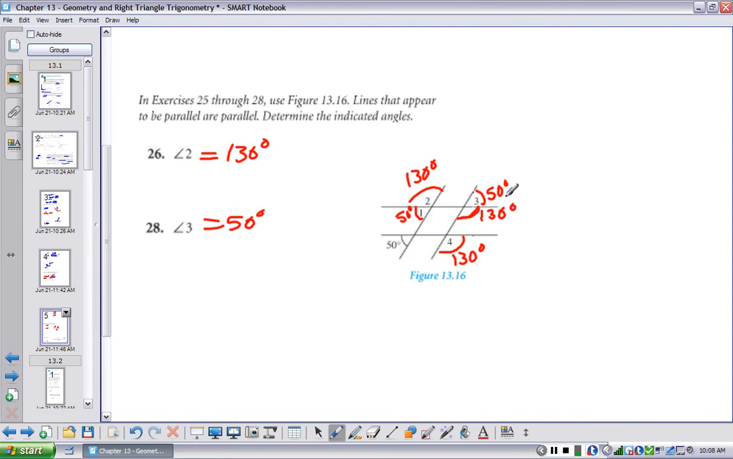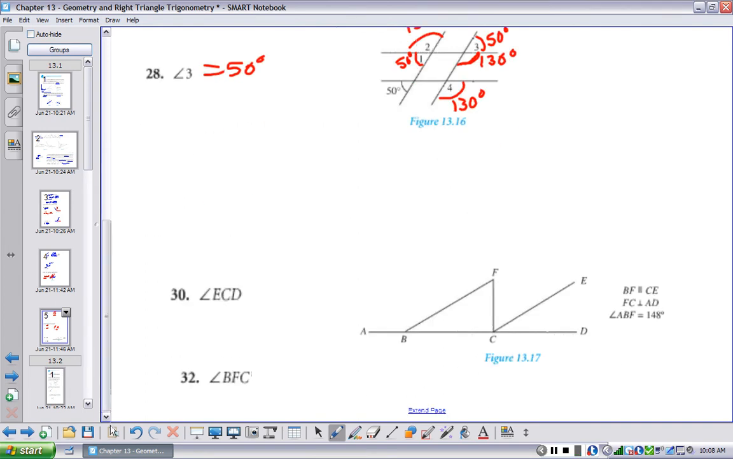Okay, so we had to look back and talk about alternate exterior angles, corresponding angles. We didn't really talk about alternate interior angles. It didn't come to play with these two examples, but it could have come to play elsewhere.